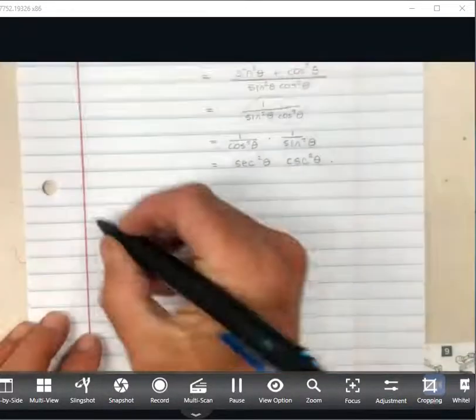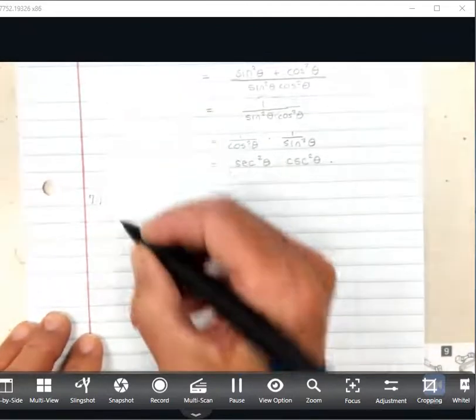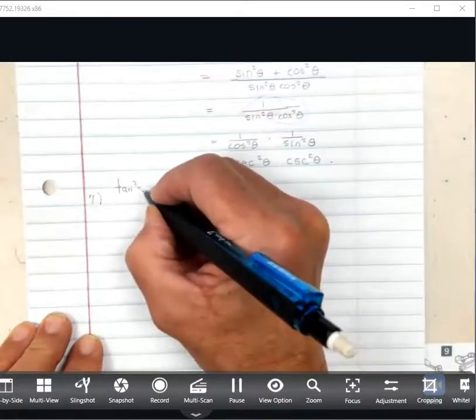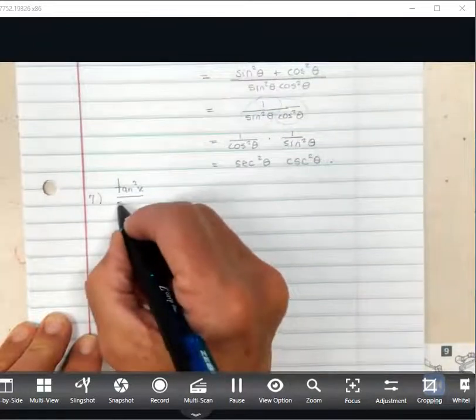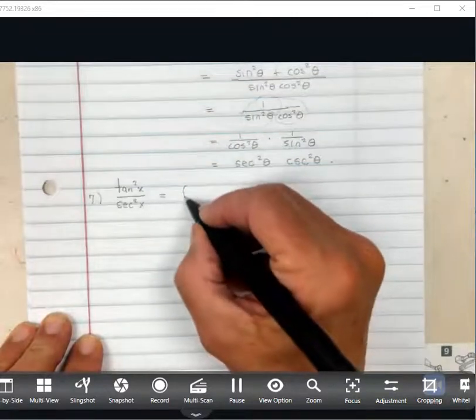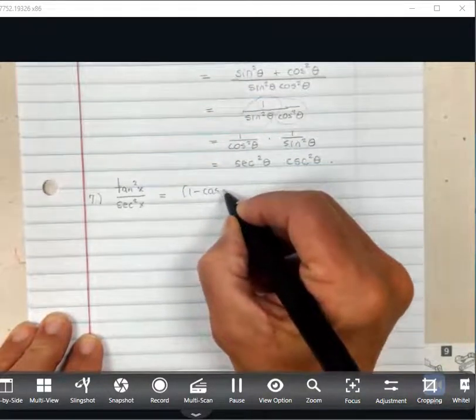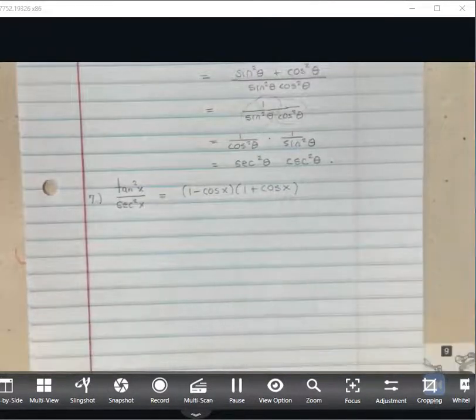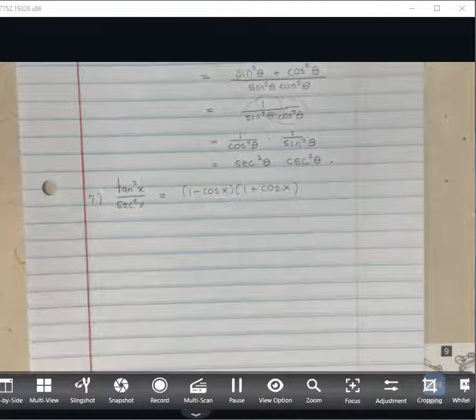Okay. Let's amp up the level of difficulty here. Claim here is that the tan squared of x divided by the secant squared of x is the same as 1 minus the cosine of x times 1 plus the cosine of x. Tell me a side you want to start with. Left or right? Start with the left? Let's do it.